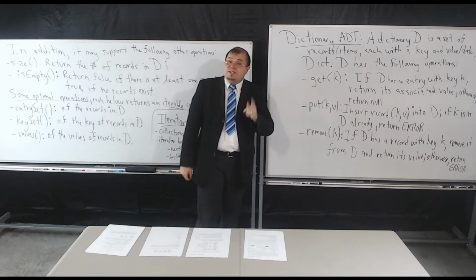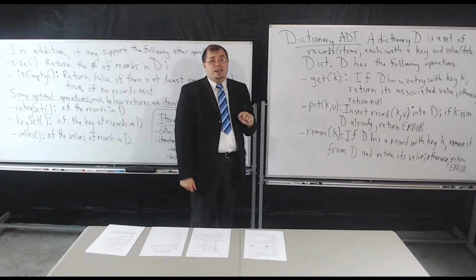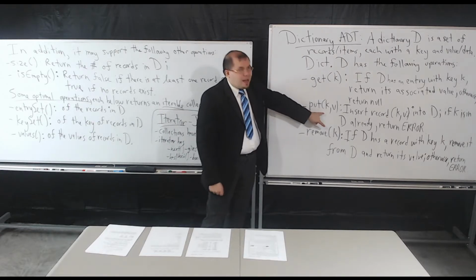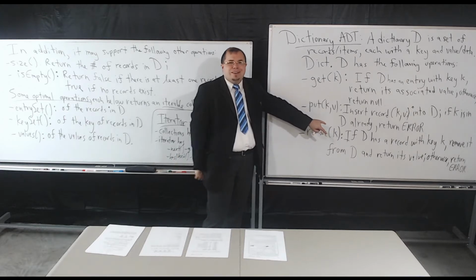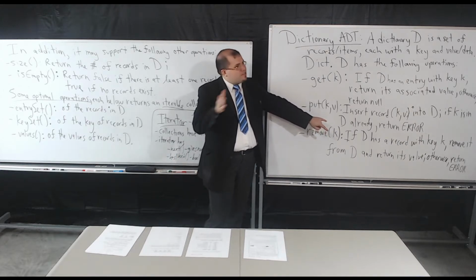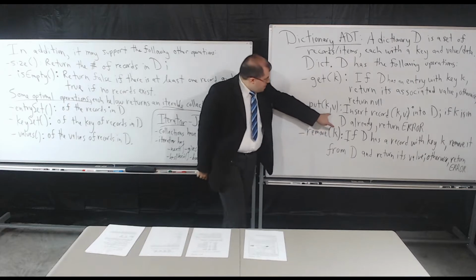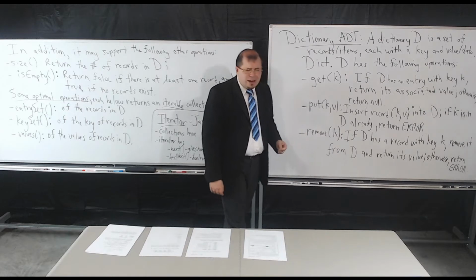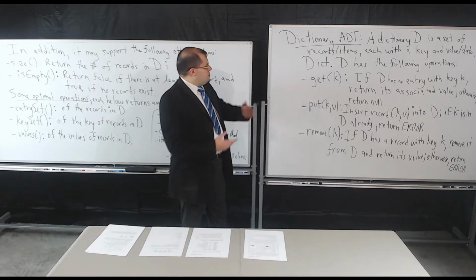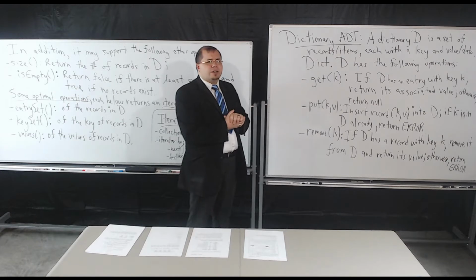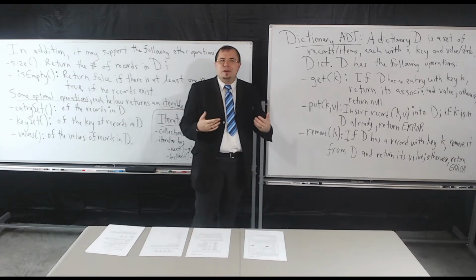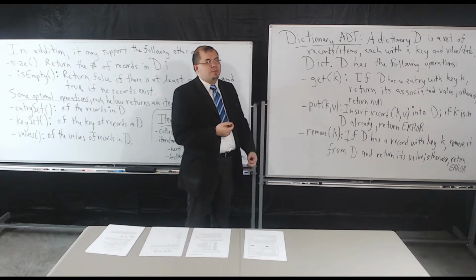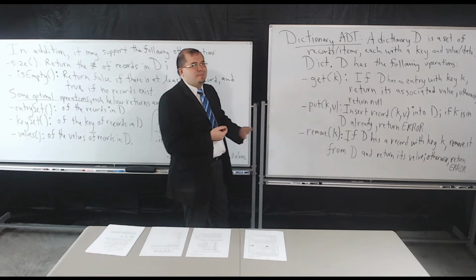Now, a dictionary is not allowed to have duplicate records in it. If I attempt to put in another record with the same key, remember, the keys matter, not the data, I should return an error. So there's only a unique set of keys in my dictionary. Think of it like a phone book. Each record has a unique phone number. However, you might have more than one person with the same name.